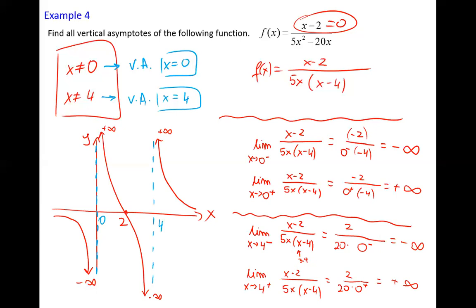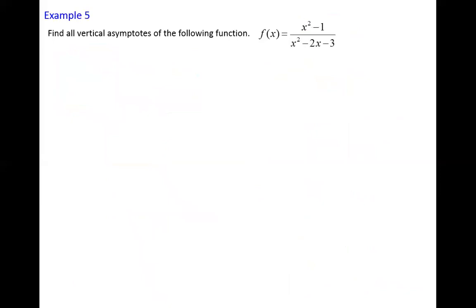Okay, I have another one. Find all vertical asymptotes of the following function. Now this one, let's simplify. Because we have x squared minus 1, a quadratic expression, I can factor it as (x minus 1)(x plus 1), and the denominator I can factor as (x minus 1)(x minus 3), however, x plus 1. Because this is negative 3 and negative 2.